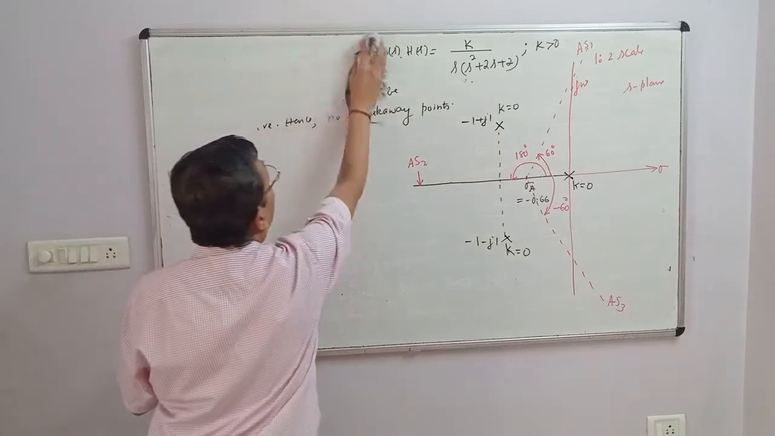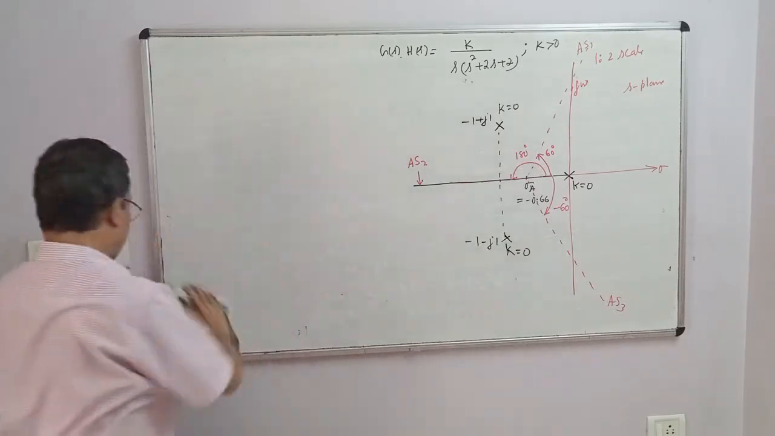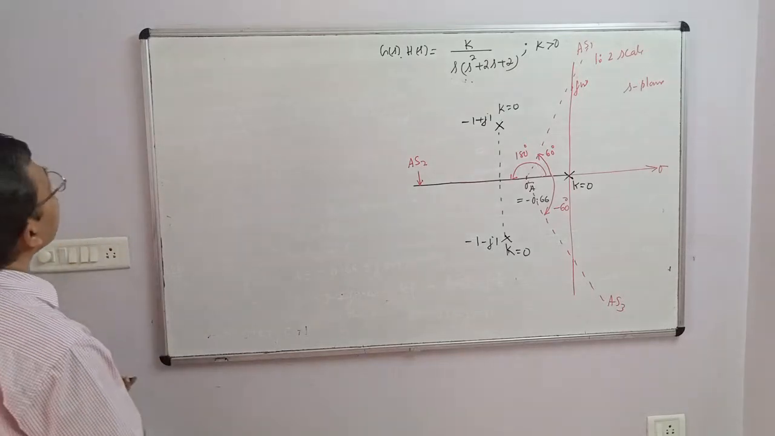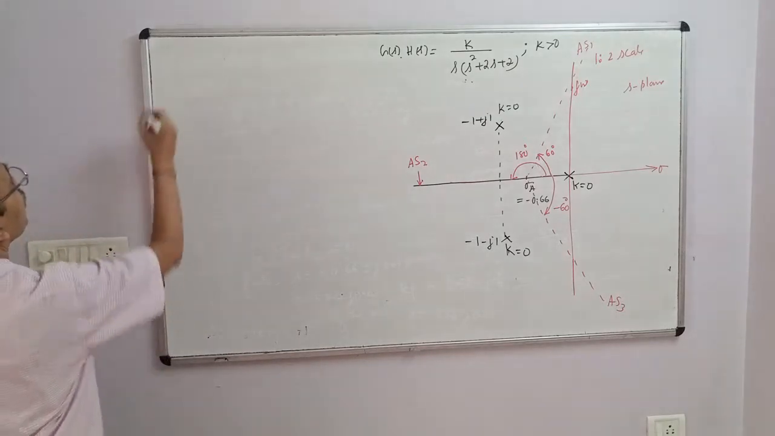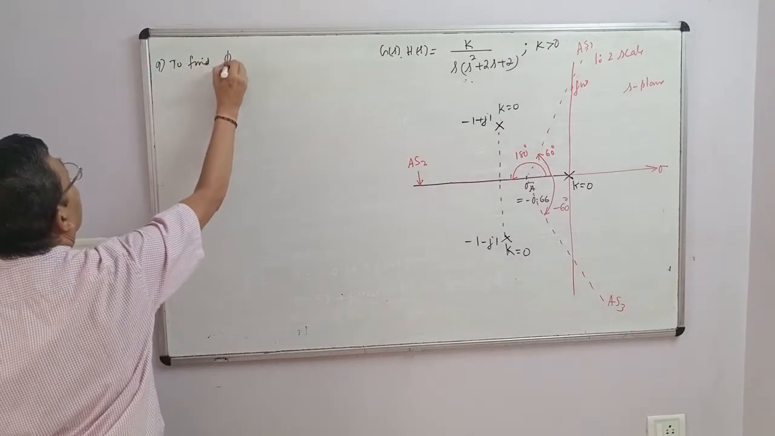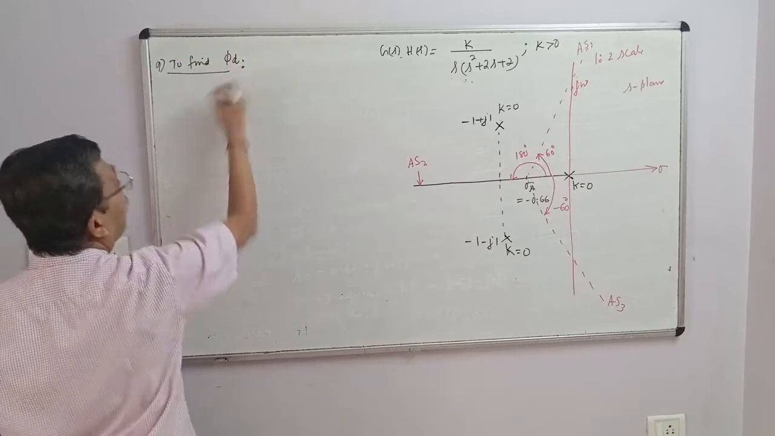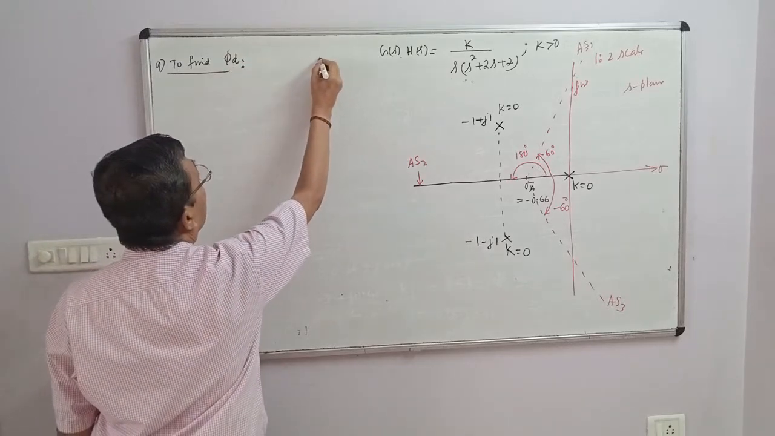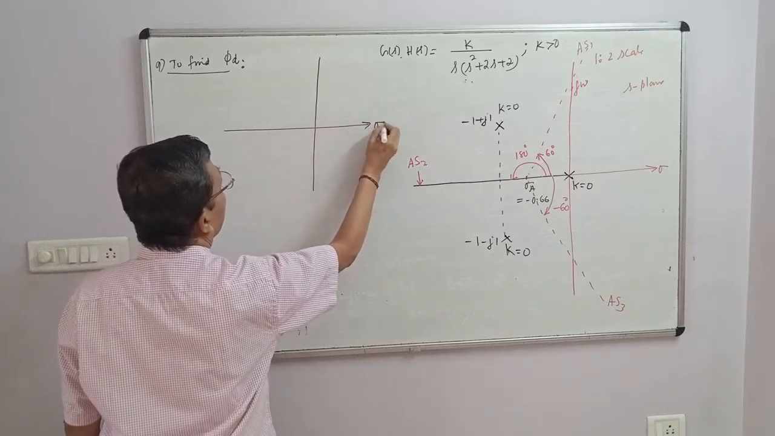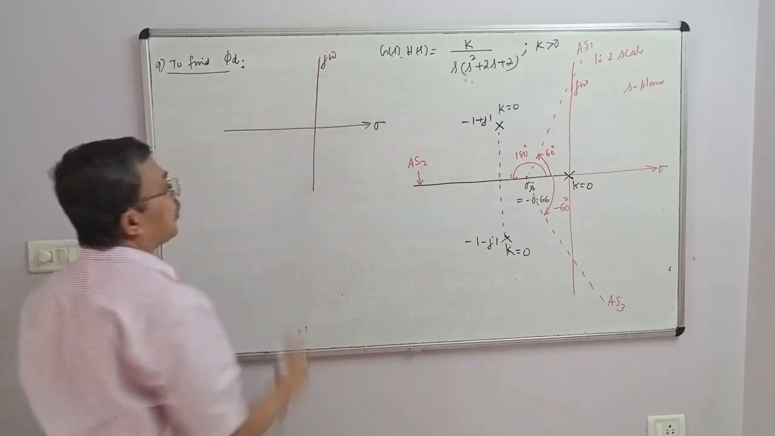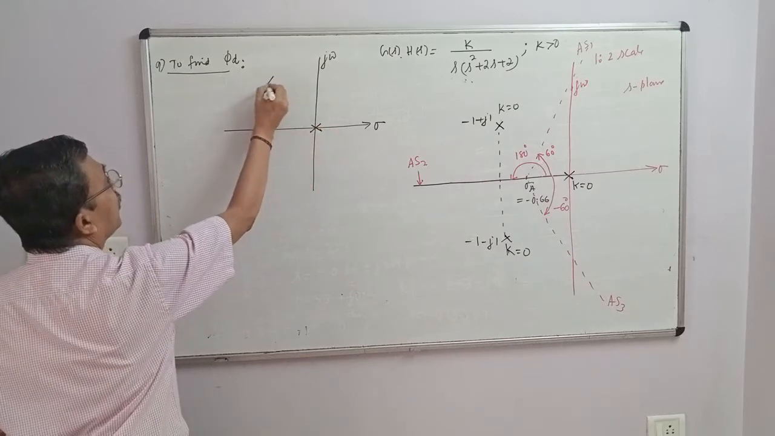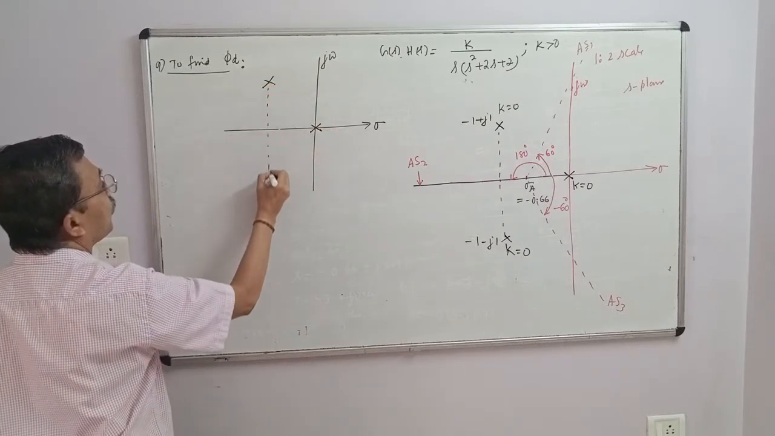Next, we'll calculate the angle of departure because we have got complex poles. To find phi d, the angle of departure, again we'll make the pole-zero plot. S plane is a complex plane, having real axis sigma, imaginary axis j omega. This is the pole at the origin. These are the two complex poles.